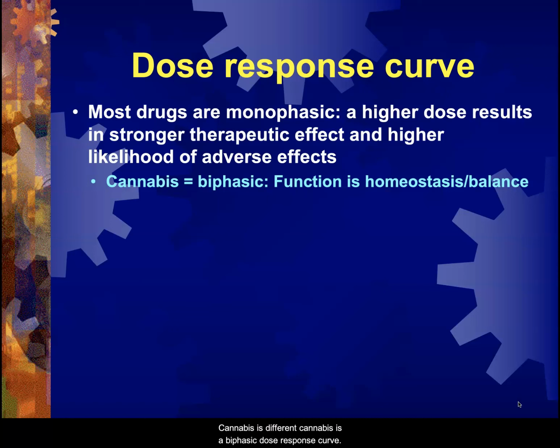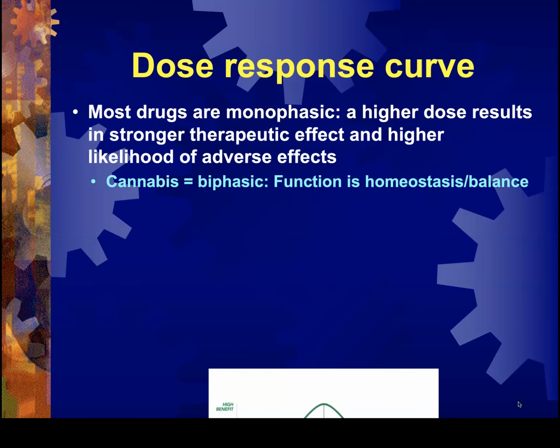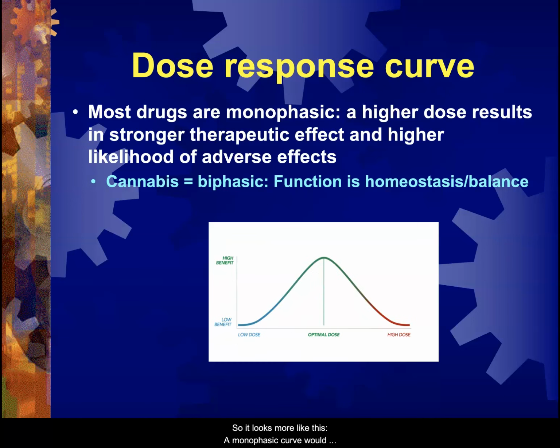Cannabis is different. Cannabis is a biphasic dose response curve. So it looks more like this. A monophasic curve goes up and up and up and up, and then it's going to plateau here. But cannabis is biphasic, and just looking at the structure of it, it makes sense because we know cannabis is for balance. This is a nice balanced structure here. But let me explain what this biphasic dose response curve means in the real world.